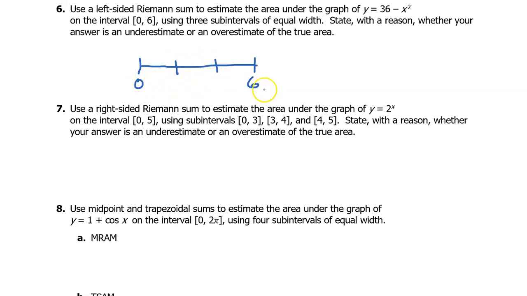First of all, from 0 to 6, so that's 6 units. So we know if we divide that evenly 3 ways, each interval is going to have a width of 2 units. So in other words, the first interval will go from 0 to 2, and the second interval will go from 2 to 4, and the third interval will go from 4 to 6.